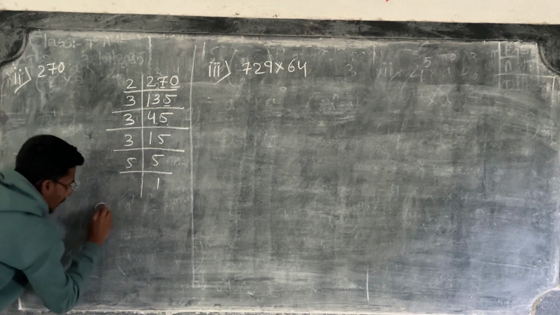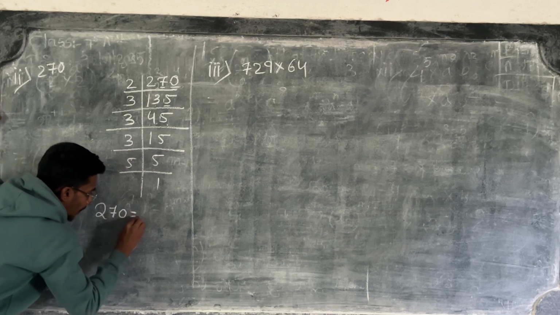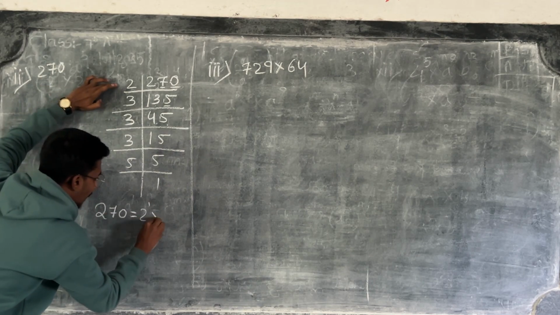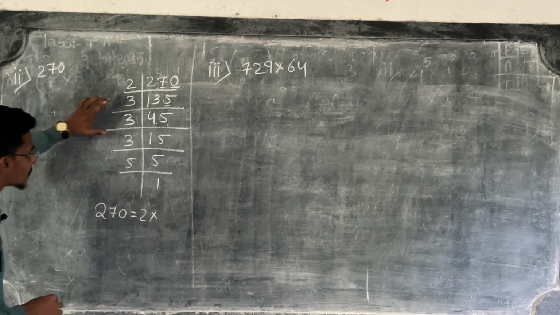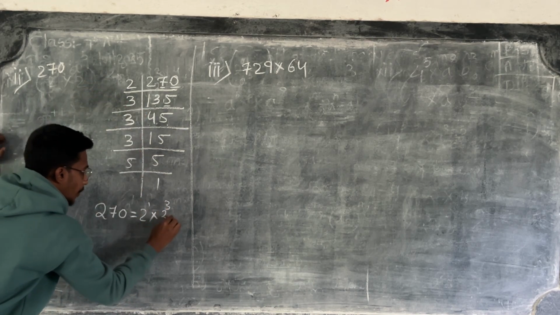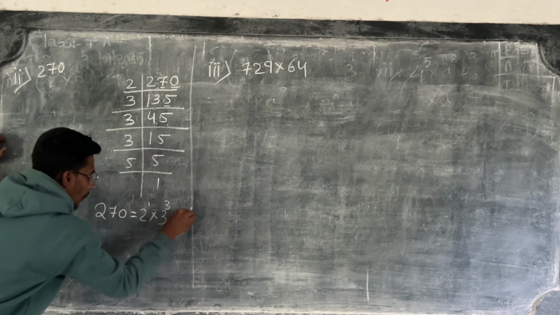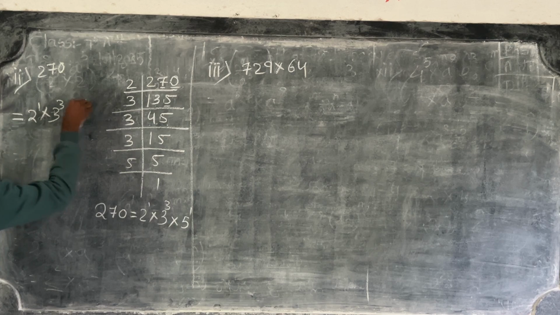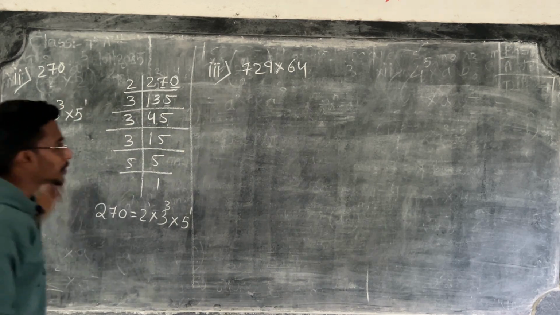So what is the factor of 270? You can see how many times 2 is here? 1 time. 2 to the power 1 into. How many times 3 is here? 3 times. That is 3 to the power 3 into 5 to the power 1. Write down the factor of 270, that is 2 to the power 1 into 3 to the power 3 into 5 to the power 1. Come to the next question.